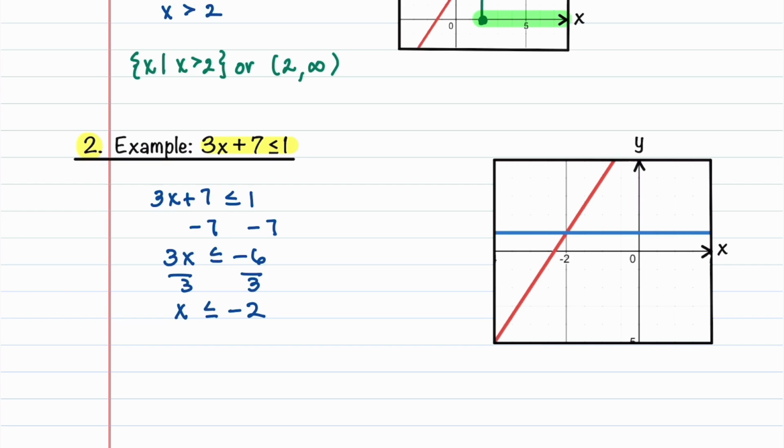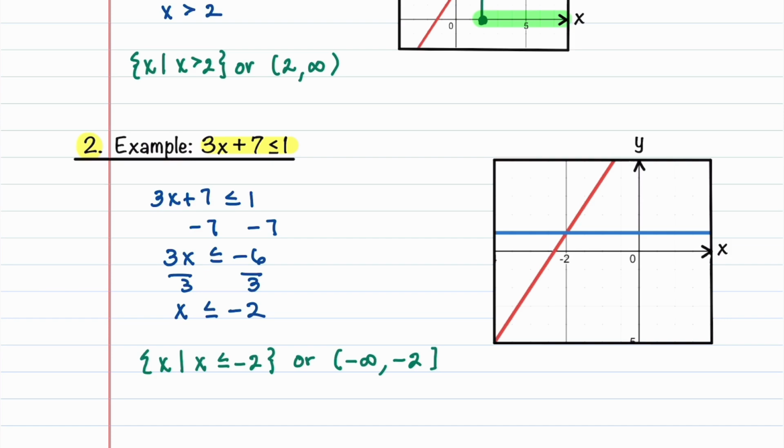Let's write this in set notation. Our solution is x such that x is less than or equal to minus 2. Or we can write it in interval notation, which is going to be minus infinity to minus 2, and then we need a closed bracket there because negative 2 is included.